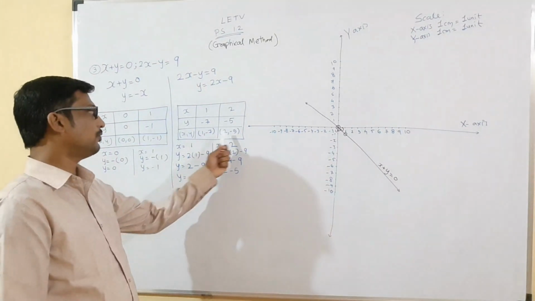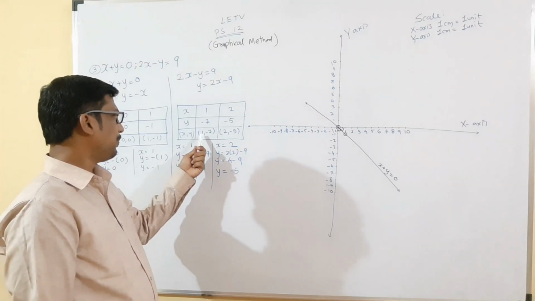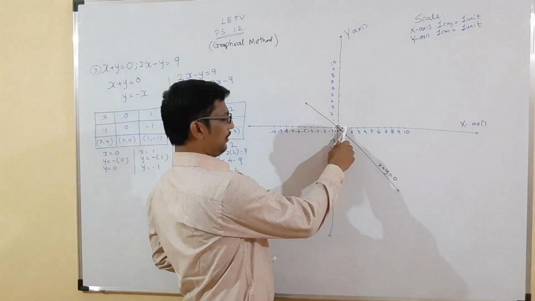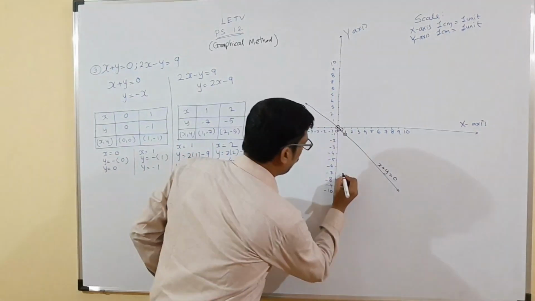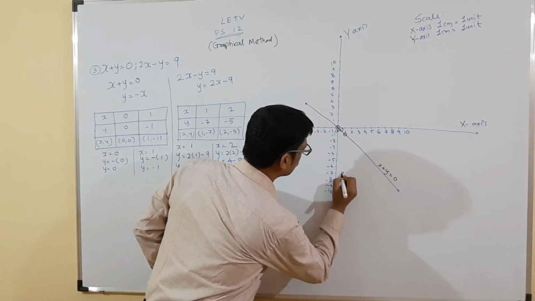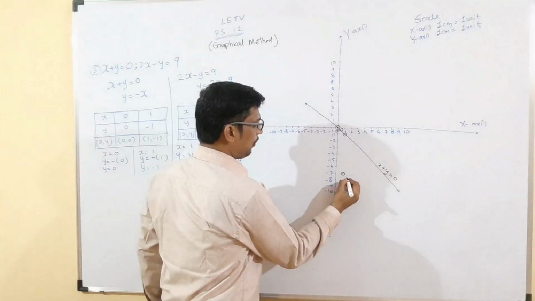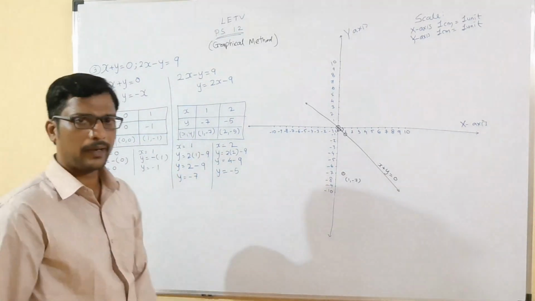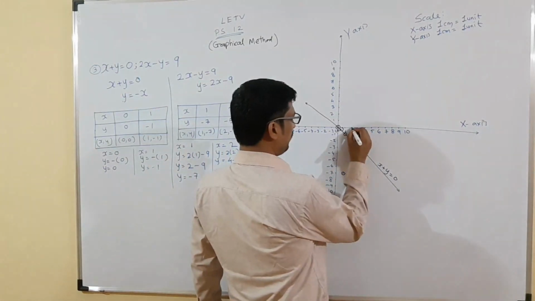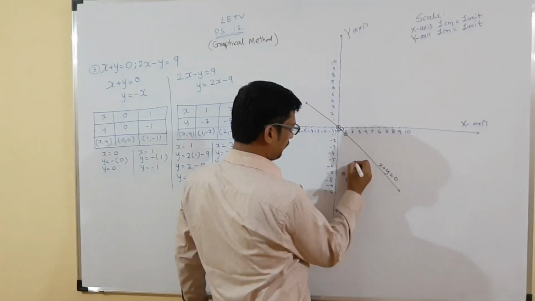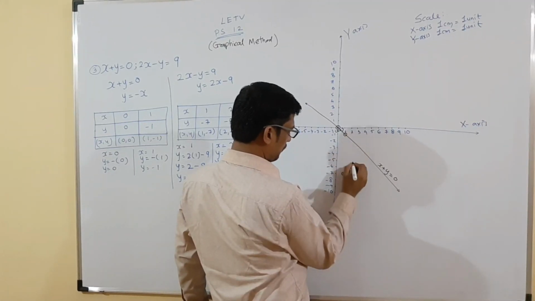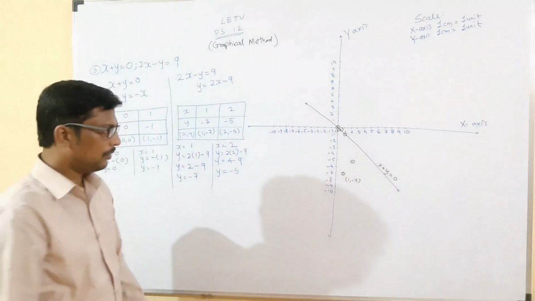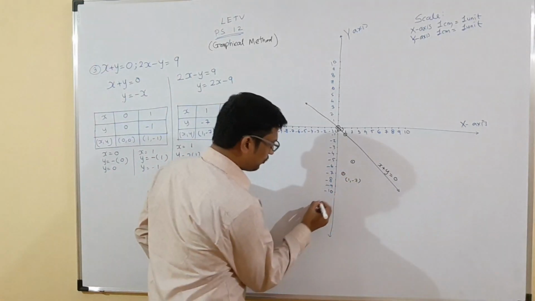I have to plot these 2 points now. Now first point is what? 1, minus 7. So this is my x, value of x is 1 and value of y is minus 7. That means that point is over here. So this is 1, minus 7. Isn't it? Now next, 2, minus 5. I need 2, minus 5. This is my 2 and this is my minus 5.